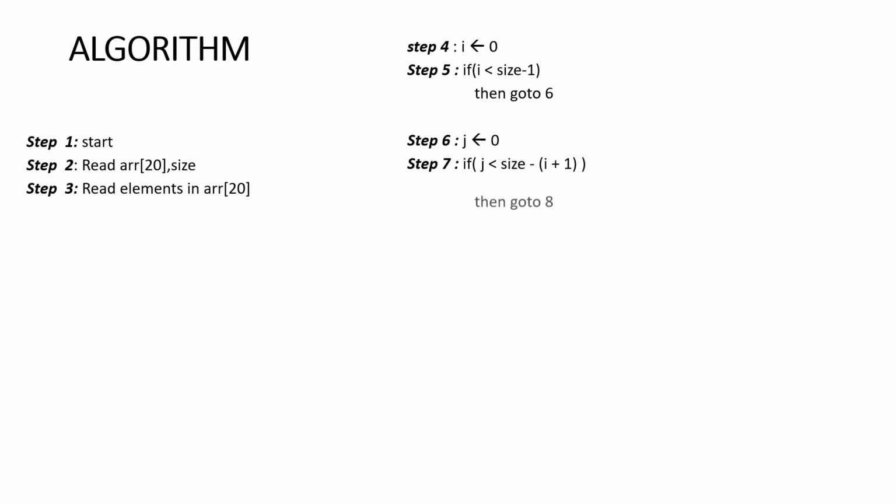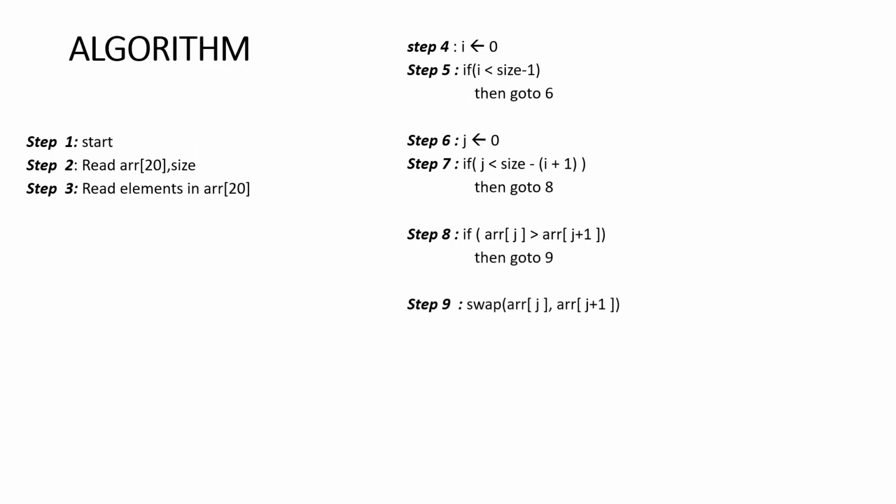If it is true, I go to step 8, where it checks the condition if arr of j is greater than arr of j plus 1 or not. If it is true, I swap arr of j and arr of j plus 1. If it is false, I move directly to step 10 where j is incremented by 1. Then I go back to step 7 and again check whether j is less than size minus i plus 1 or not, until the condition fails.